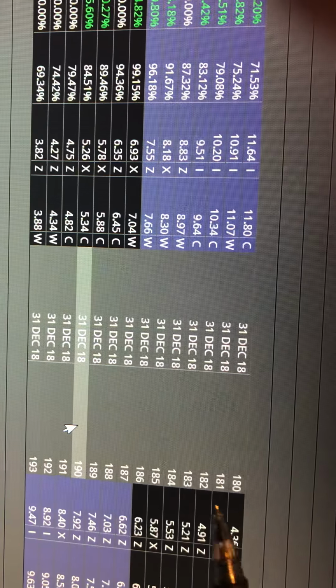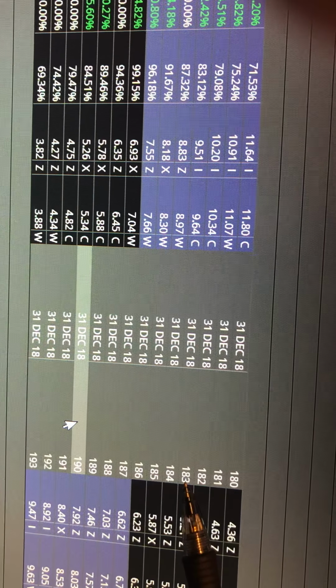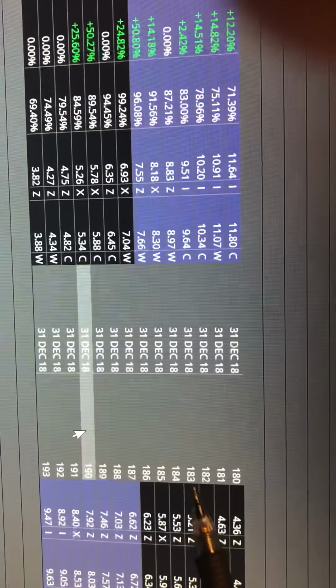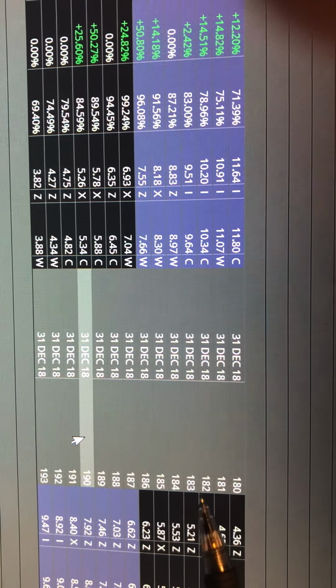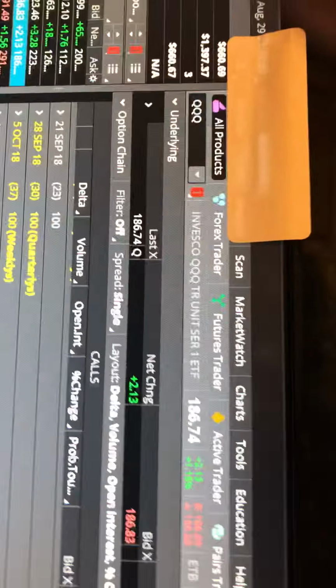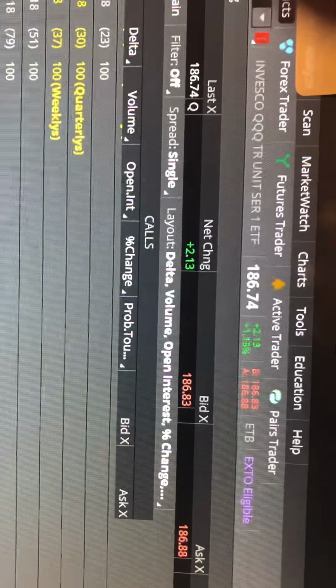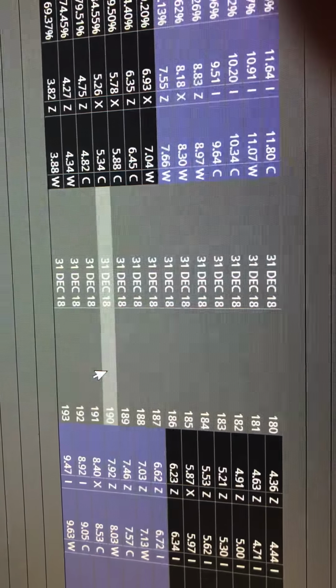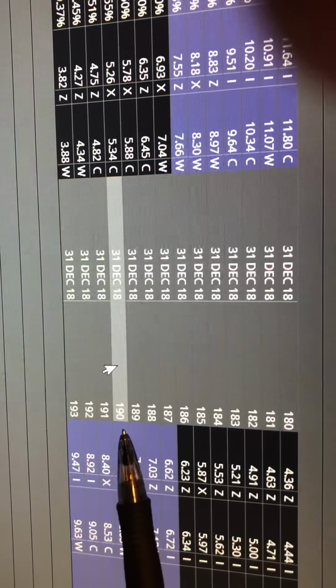If you bought calls that were less than the current price, like over here at 180 or 183, you'd be getting some intrinsic value, because you're getting the right to buy $183 a share NASDAQ stock instead of $186.74. So you're already up over $3 a share right from the get-go. Whereas here, you need it to move up in order to become profitable.